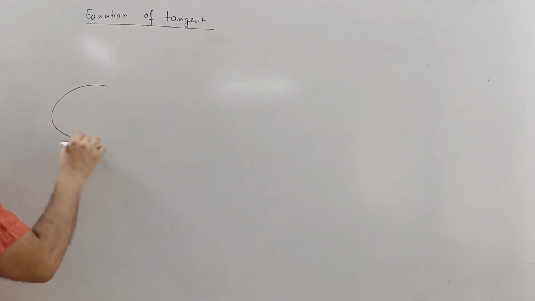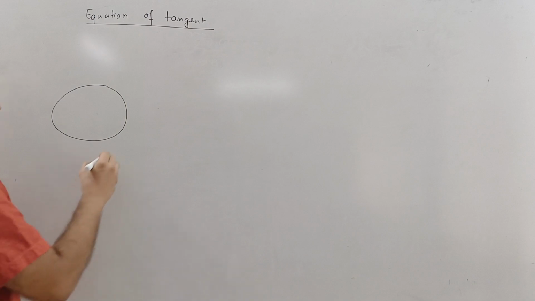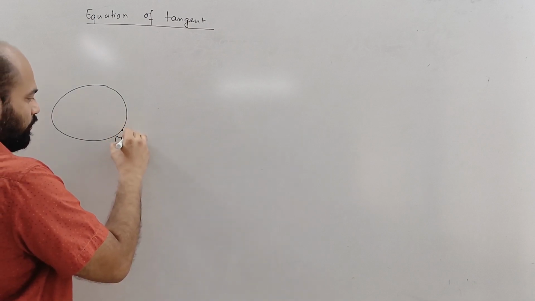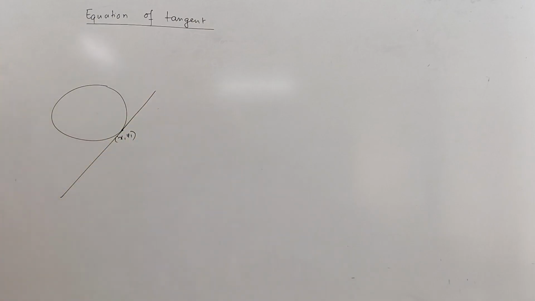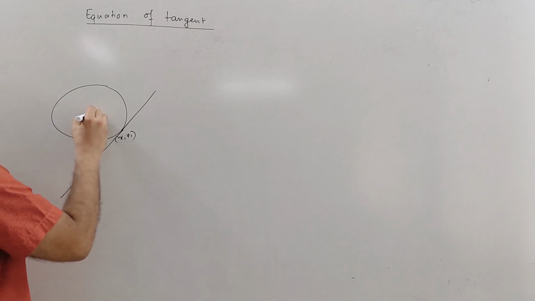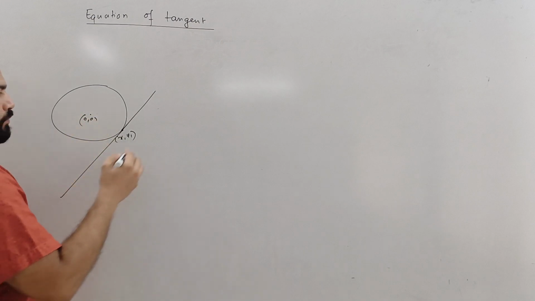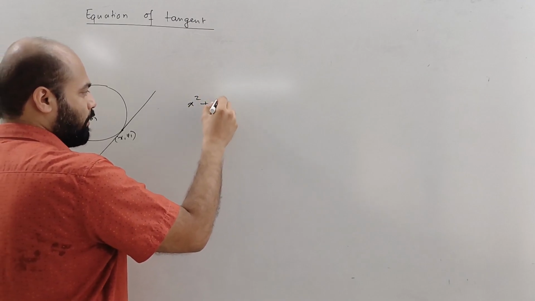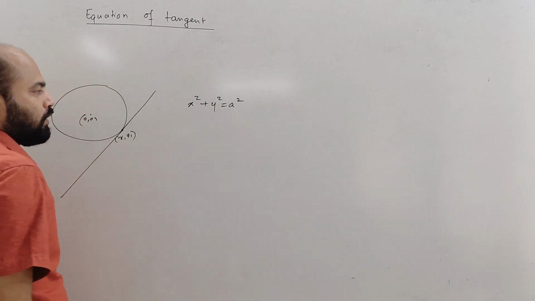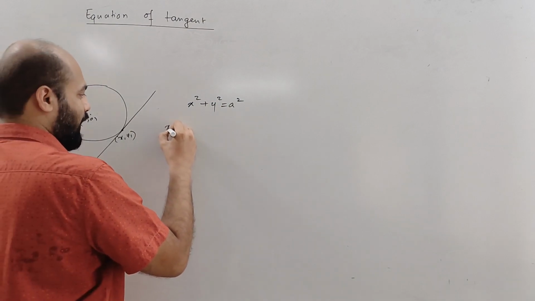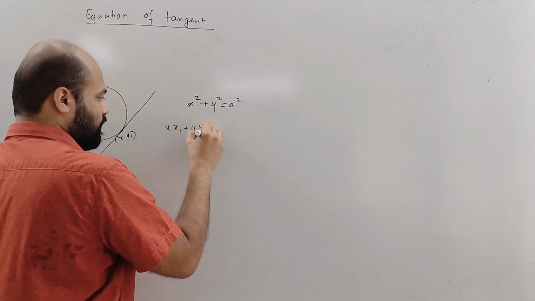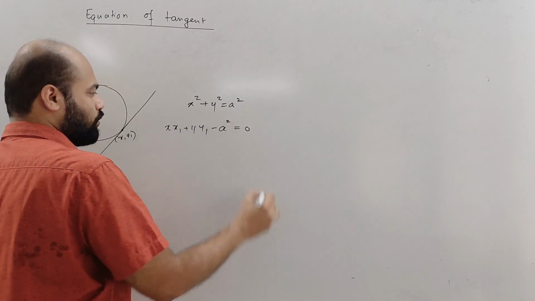Let's say that this is a circle that we have, and at a given point x1, y1, I want to draw a tangent. Now, if somebody asks me what is the equation of this tangent, let's say this is 0, 0, and the equation of the circle is x square plus y square equals to a square. So we write the equation of the tangent. We can write it in two ways. I can write this as x x1 plus y y1 minus a square equals to 0.